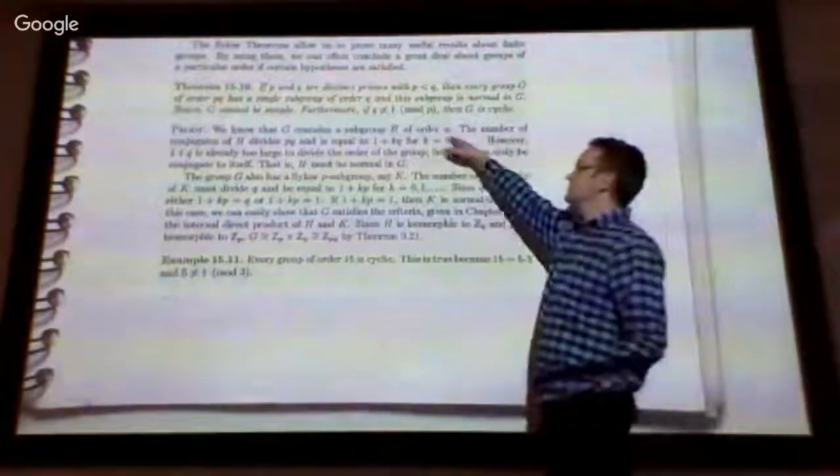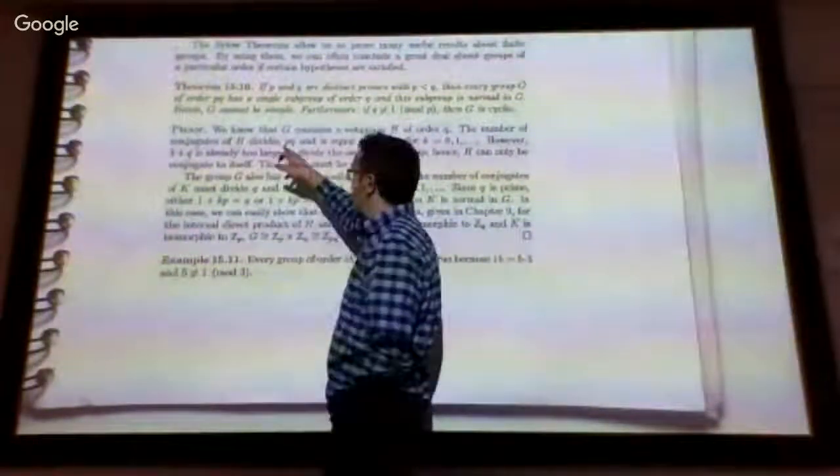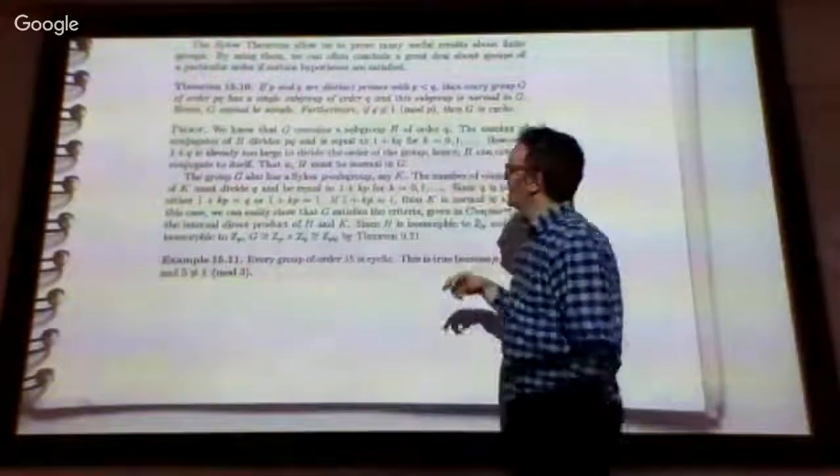A subgroup of order q. And the number of different Sylow q subgroups, well, they're all conjugate. Here, but really he's just talking about the number of them. The number of them that there are divides the order of G, which is pq, and it's congruent to 1 modulo q.